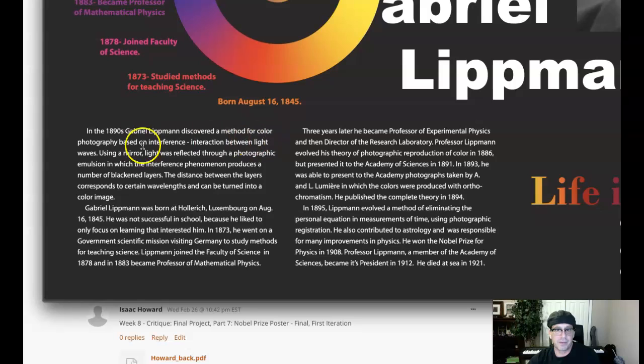Okay, I'm thinking a method of color photography based on interference. That's a dash right there. That should be an M dash, M as in Mary. Okay, that's a change of thought. Now an M dash, I don't recommend a space before or after because an M dash is very wide.